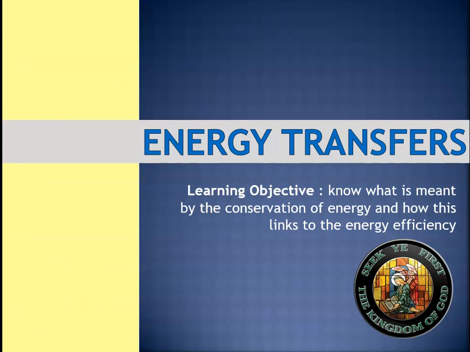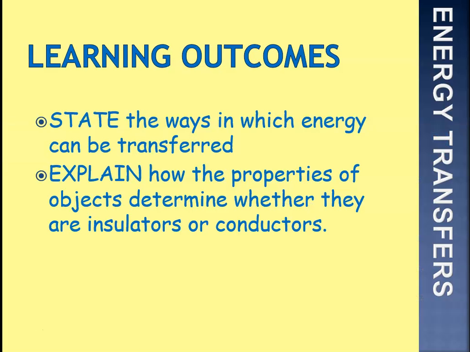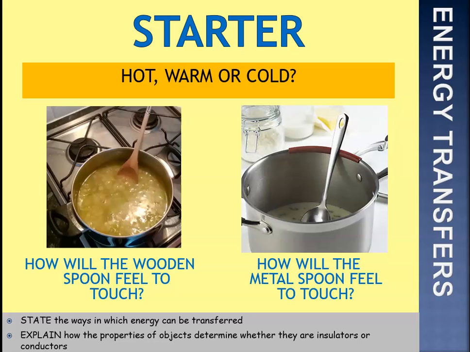Our first lesson is on energy transfers. We're going to know what is meant by the conservation of energy and how this links to energy efficiency. And our learning outcomes state the ways in which energy can be transferred and explain how the properties of objects determine whether they are insulators or conductors.